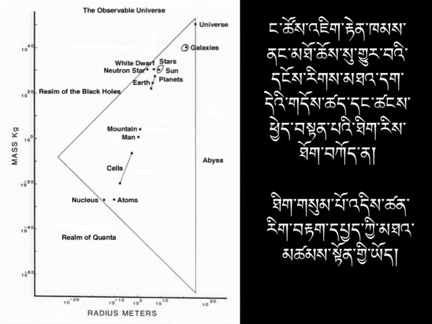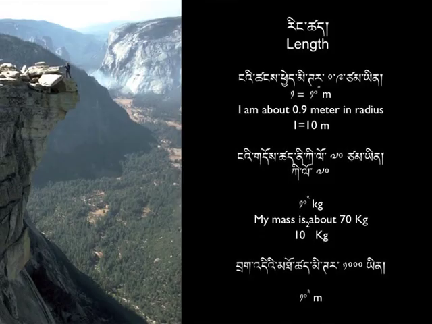If I go up from there, the arrow is pointing at man. That's me. I'm 1 meter in size. And on the left is my mass. It's the mass of something. And I'm about 100 kilograms. So my length is about 1 meter, and my mass is about 100 kilograms.